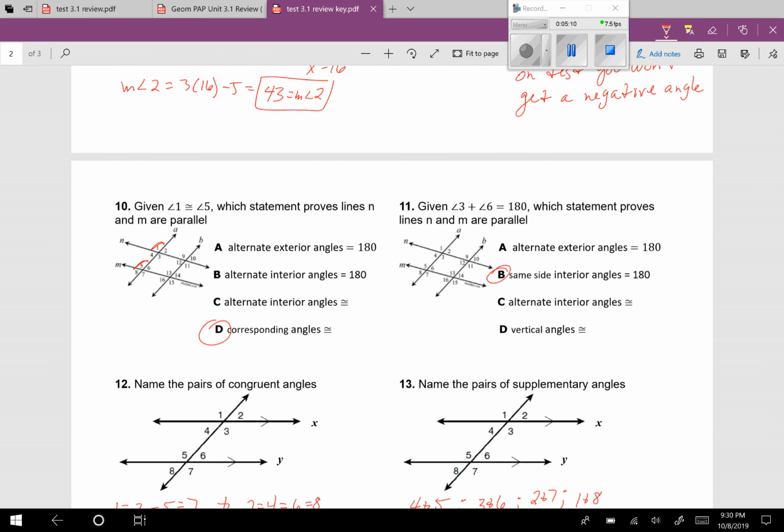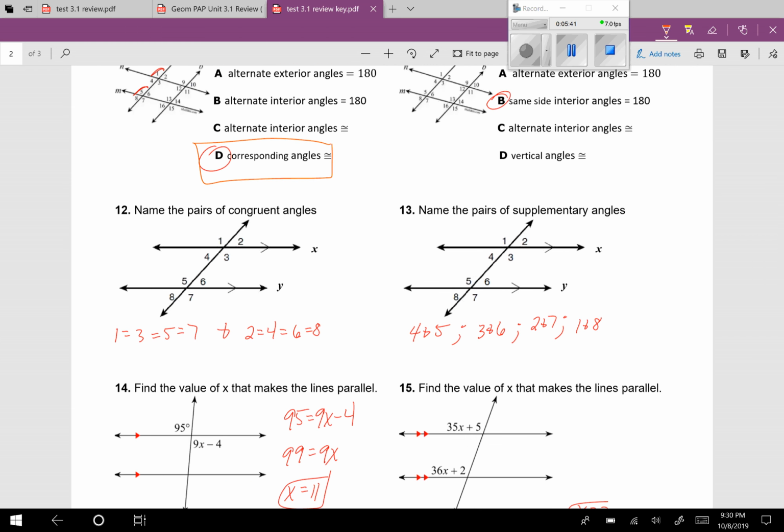Okay, question 10. It says, given that angle 1 is congruent to angle 5, which statement proves that the lines are parallel? Okay, so this is where we have to know our angle names. So angle 1 is right here, and angle 5 is right there, and they are congruent. So what kind of angles are 1 and 5? They are corresponding. And should corresponding angles be congruent? Yes. So that's why we have corresponding angles are congruent.